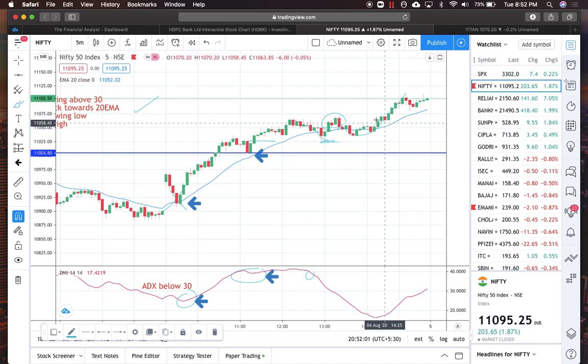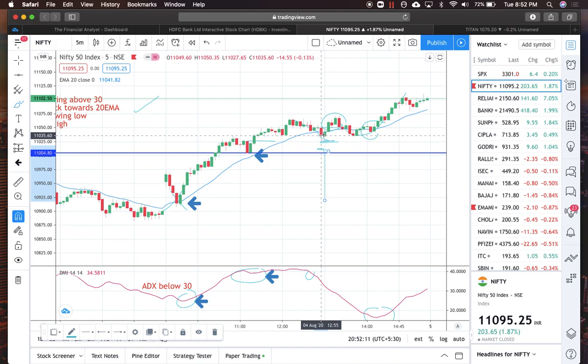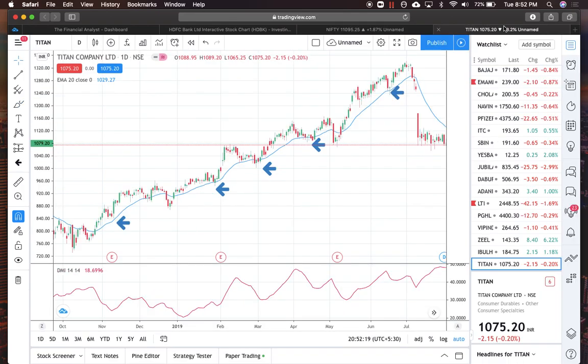I will not be entering at this point because rule number one is not satisfied. ADX below 30, you're not concerned. But this again was a really good entry when you went back to the 20 EMA, put a stop loss at the swing low, bought at that prior candle high and scalped that movement. Let me show you one last example.